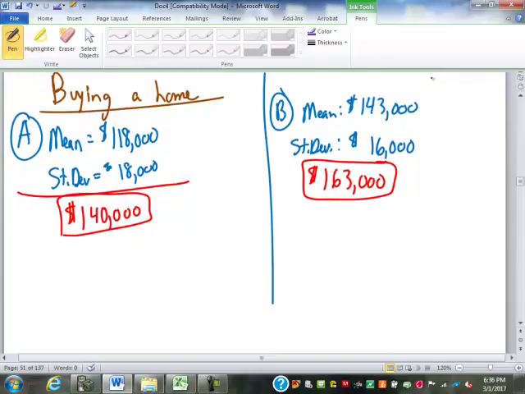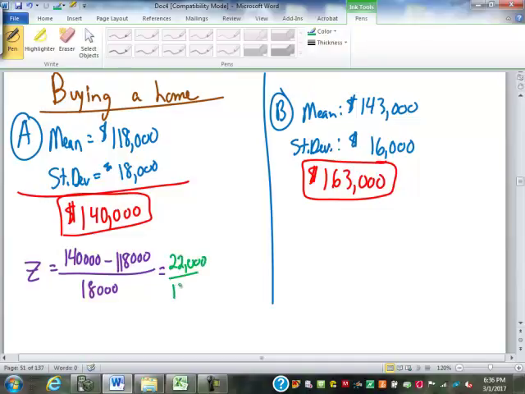Well, we find the z-score. The z-score for this first house is 140,000 minus the mean, which is 118,000, divided by the standard deviation of 18,000. So subtracting there, 140 minus 118 is 22. 22,000 divided by 18,000 is going to give us 1.222.